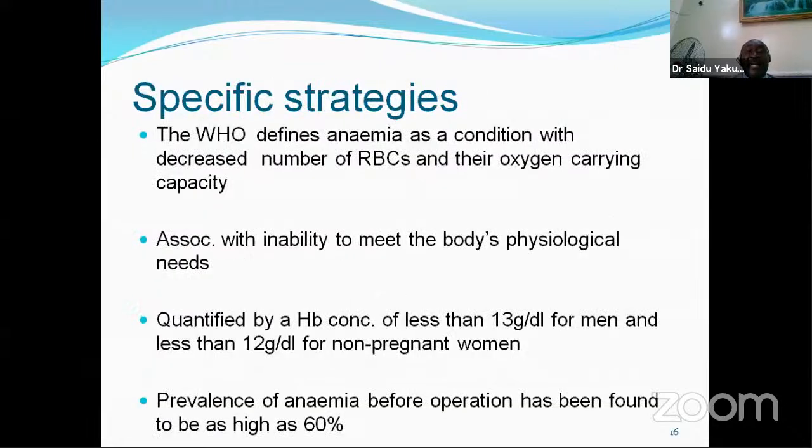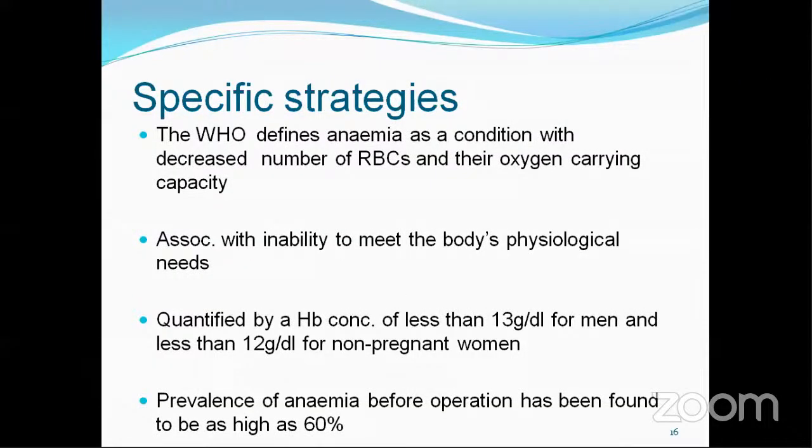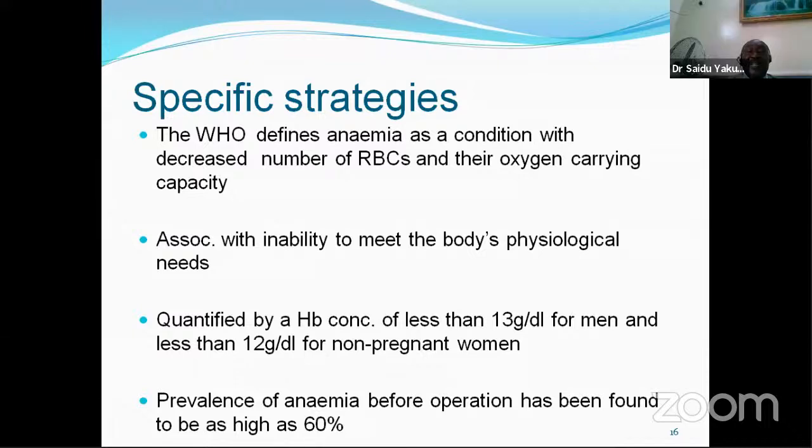What are the specific strategies for blood conservation? I went down, but it's just coming up now. Patient blood management. Dr. Onwoye, please mute yourself.